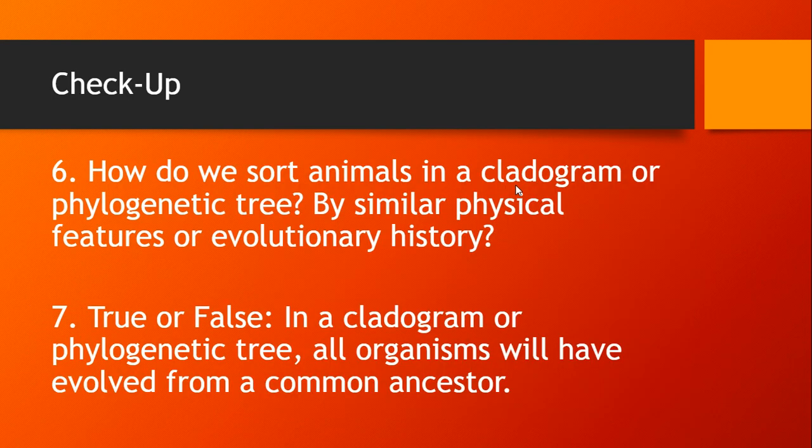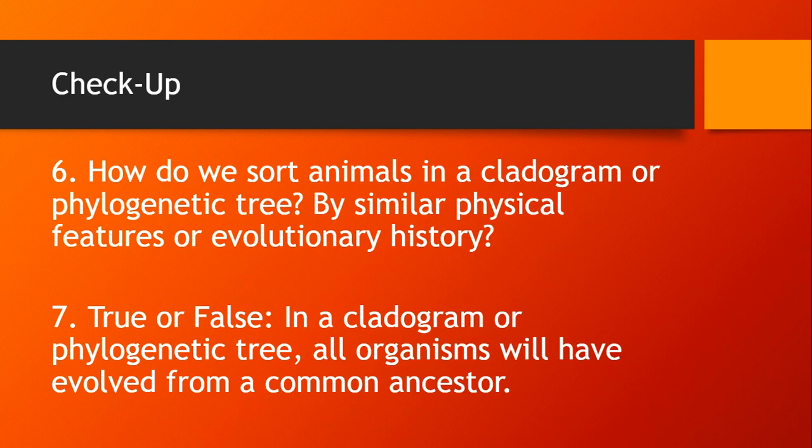So a couple checkups, just make sure we're on the right path. How do we sort animals in a cladogram? Do we do it by similar physical features or by evolutionary history? The correct answer is evolutionary history. We can use physical features to help, but that's not always going to be telling. Think about it like a beetle has wings and a bird has wings, but they're not very similar in any other way. So we want to look at the whole picture. We want to look at the evolutionary history to sort them.